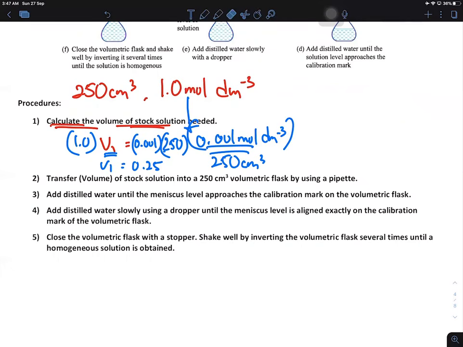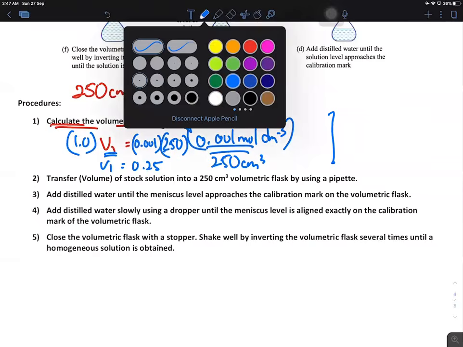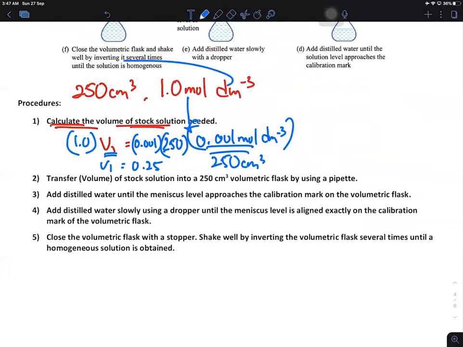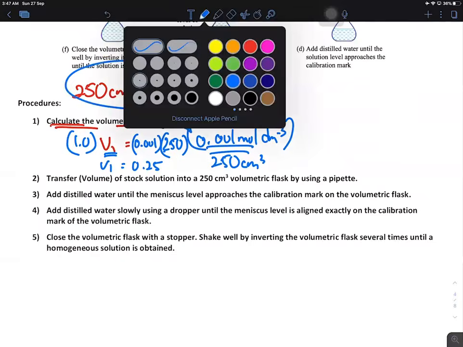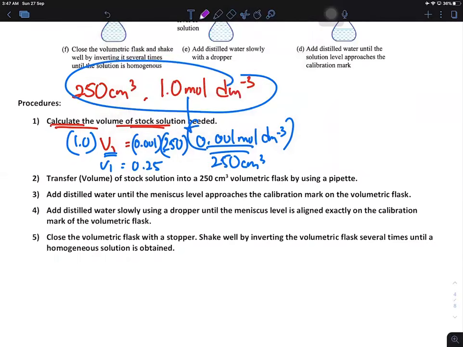Okay. So that means first, the amount of Ribena that I need. This is my first bottle. This is my concentrated Ribena. I only need 0.25 cm cube out of 250, because I want to dilute it into 0.001. Let's say now I want it to be 0.5 mole per dm cube. I want to know how much I need.